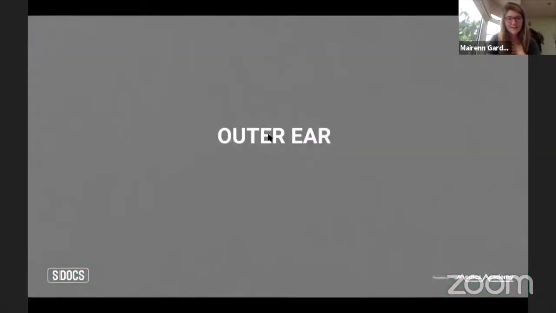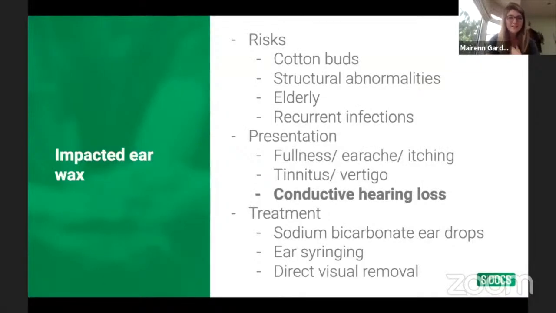So going over the outer ear causes, impacted earwax. This is one of the most common reasons for people having altered hearing loss, and the main reason for it is the use of cotton buds. Earwax should be found in the lateral 1/3 of the ear canal, and if it's found more medially to this, it suggests that cotton buds are being used and it's impacting the earwax.